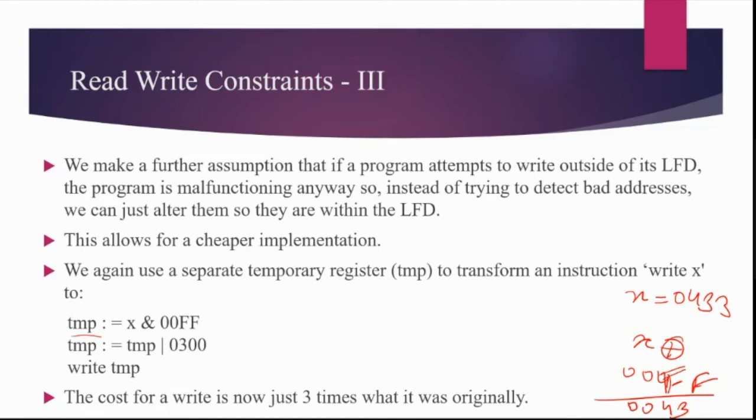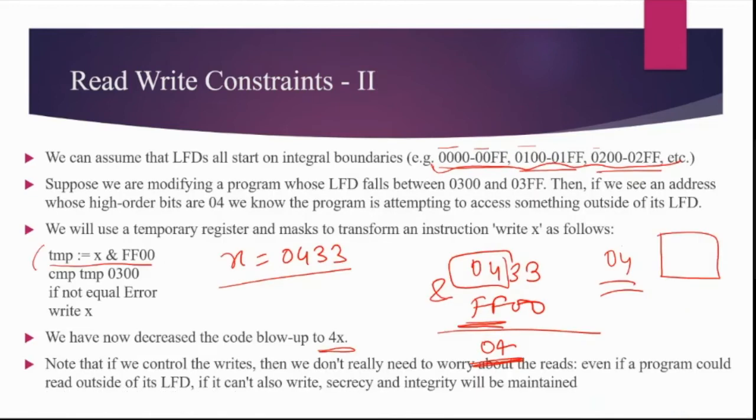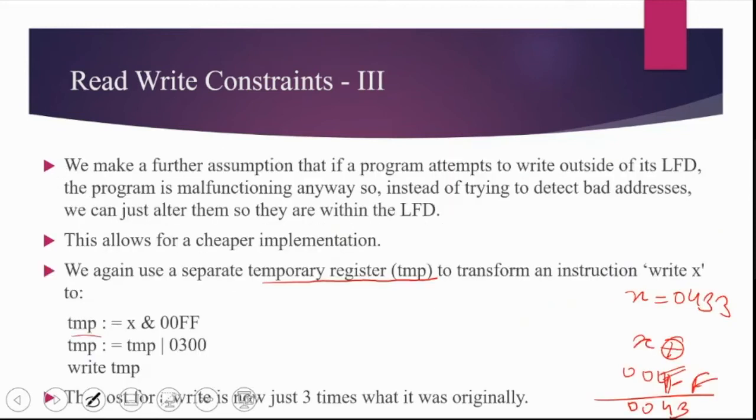So what we can do is use a separate temporary register to transform this instruction, and we can do it in a much better way. In the previous example, one instruction was converted to four instructions, and now in this one, one instruction is converted to three instructions. Now how?